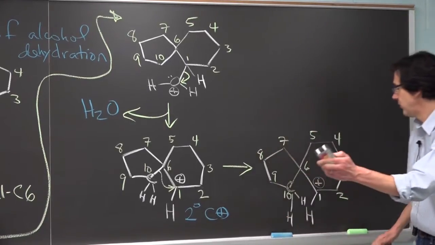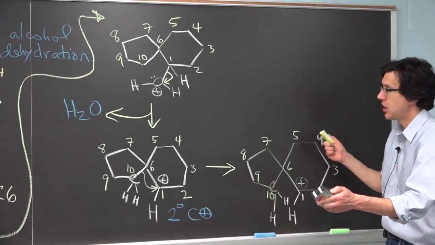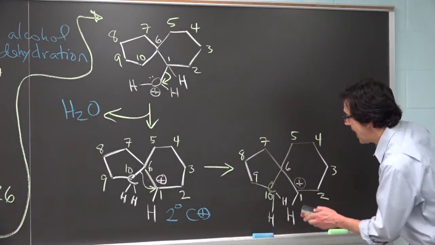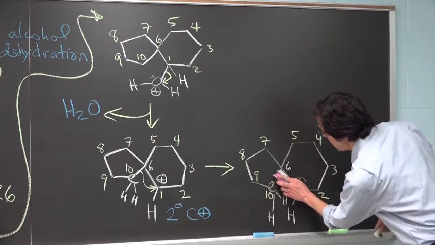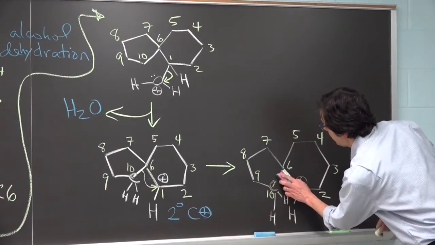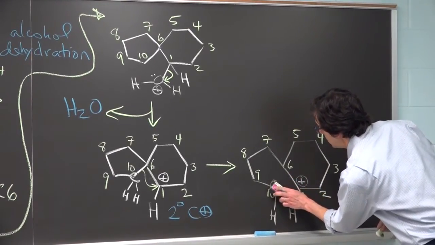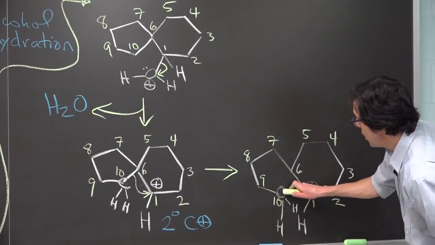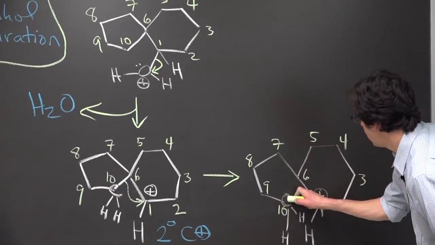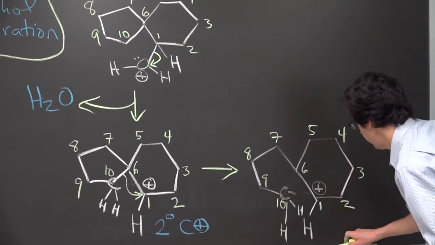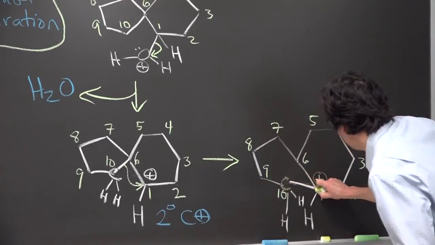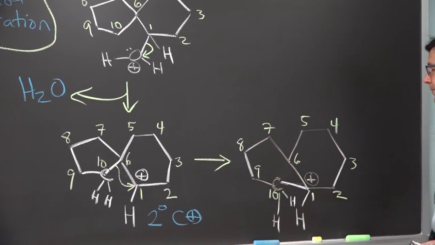I'm going to take this eraser, and I'm going to take this chalk, and I'm going to do what this arrow said to do. That arrow said disconnect carbon 10 from carbon 6. So there we go. Carbon 10 is no longer attached to carbon 6. Use those two electrons to make a new bond. Use those electrons to make a new bond to carbon 1.